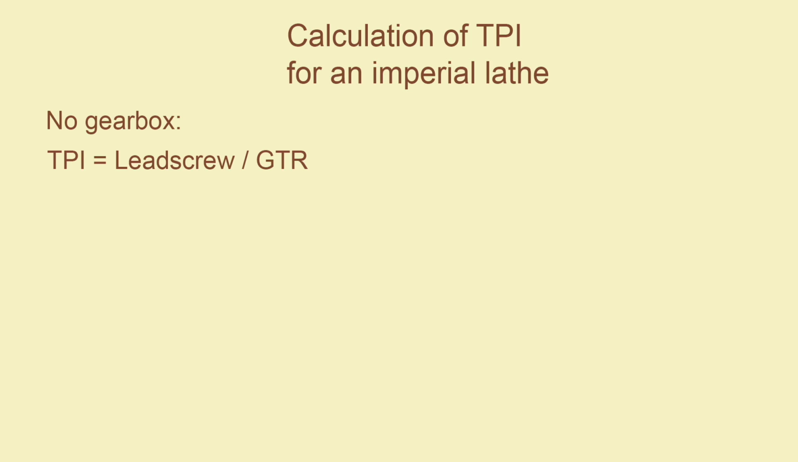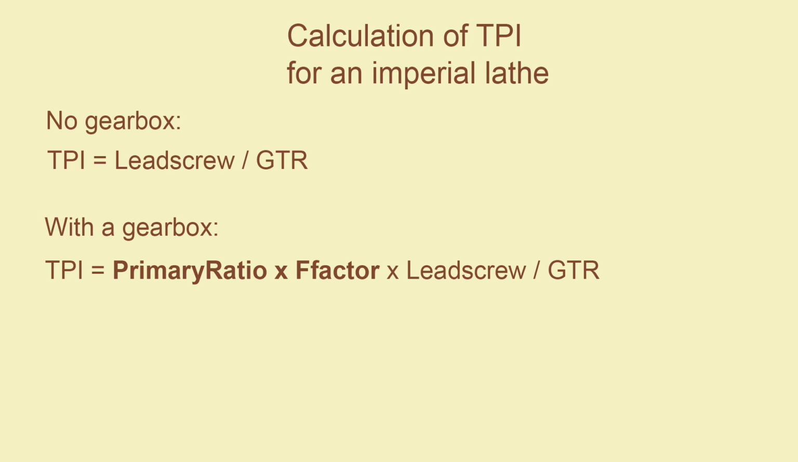So 1 divided by threads per inch is inches per thread, which is pitch in inches. So it's the inverse, and consequently we calculate threads per inch by taking the lead screw threads per inch and dividing by the gear train ratio, as we showed previously. And then if we have a gearbox, we add in the gearbox data, and the F factors in this case are actually in terms of threads per inch, so they don't have to be inverted. And so threads per inch is primary ratio times F factor multiplied by lead screw over GTR.